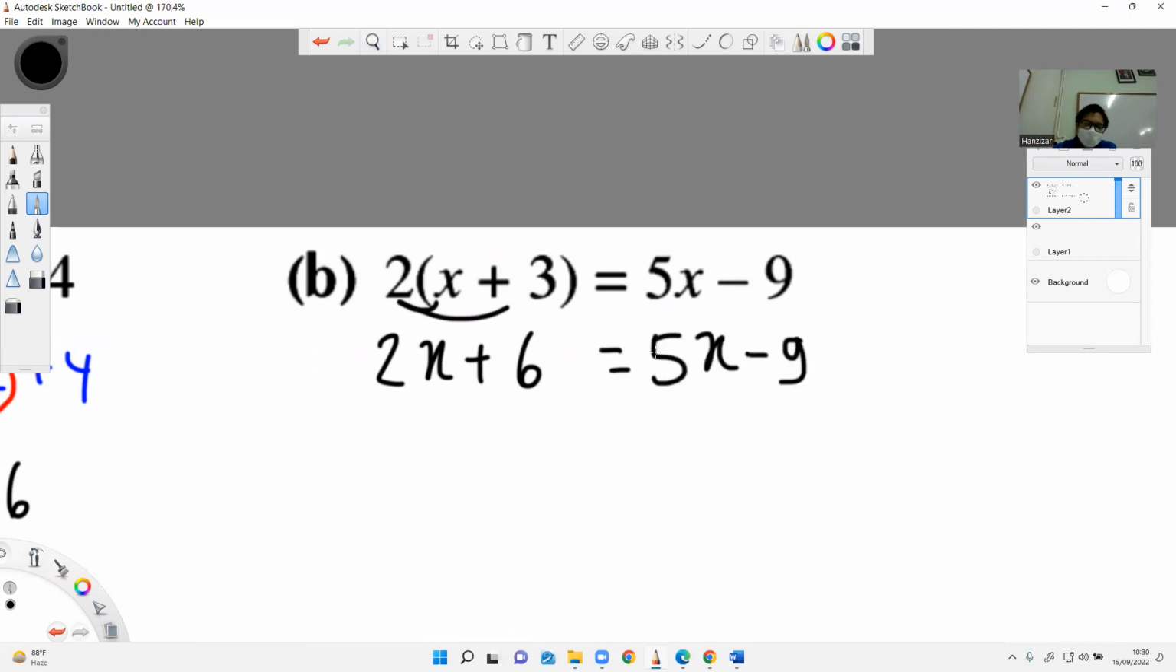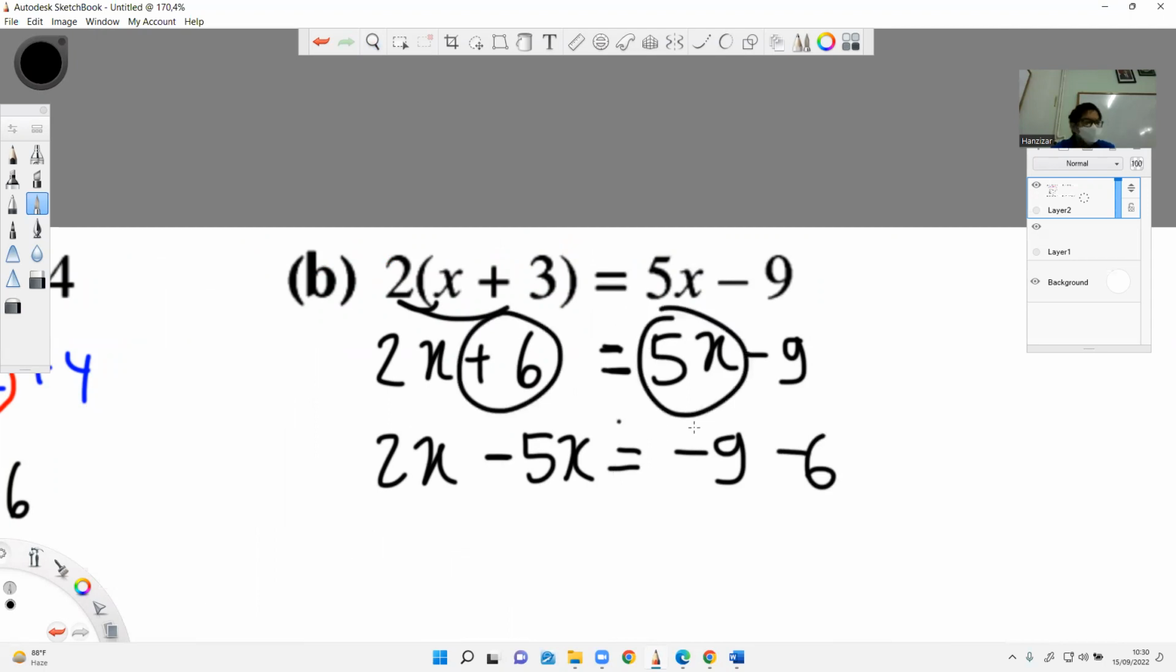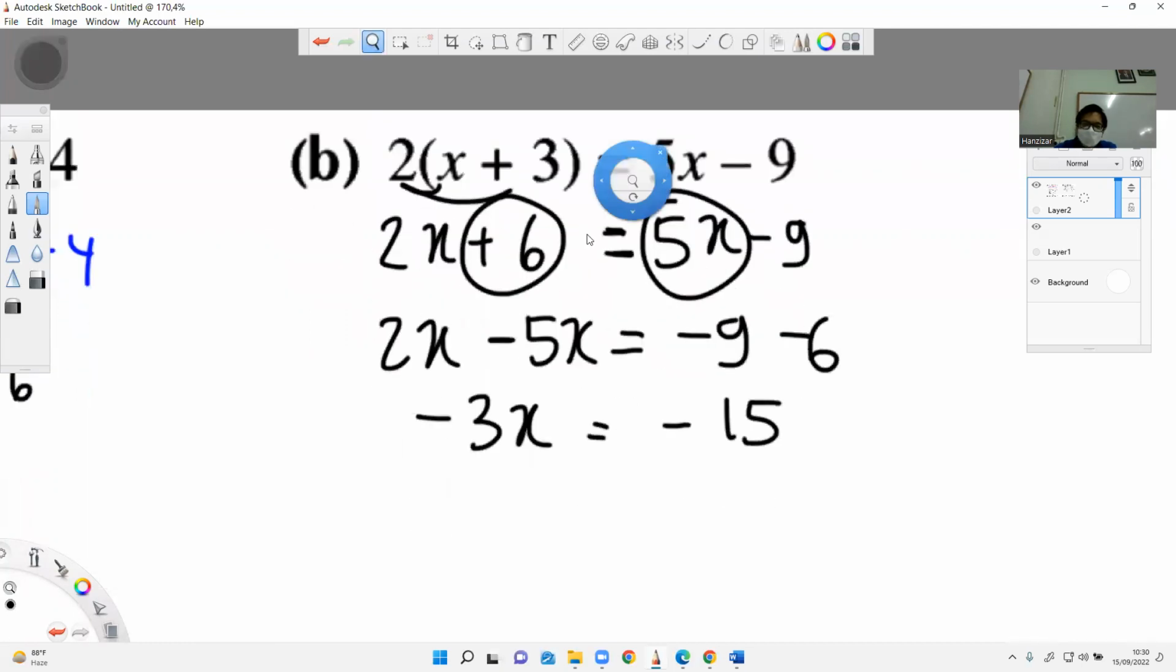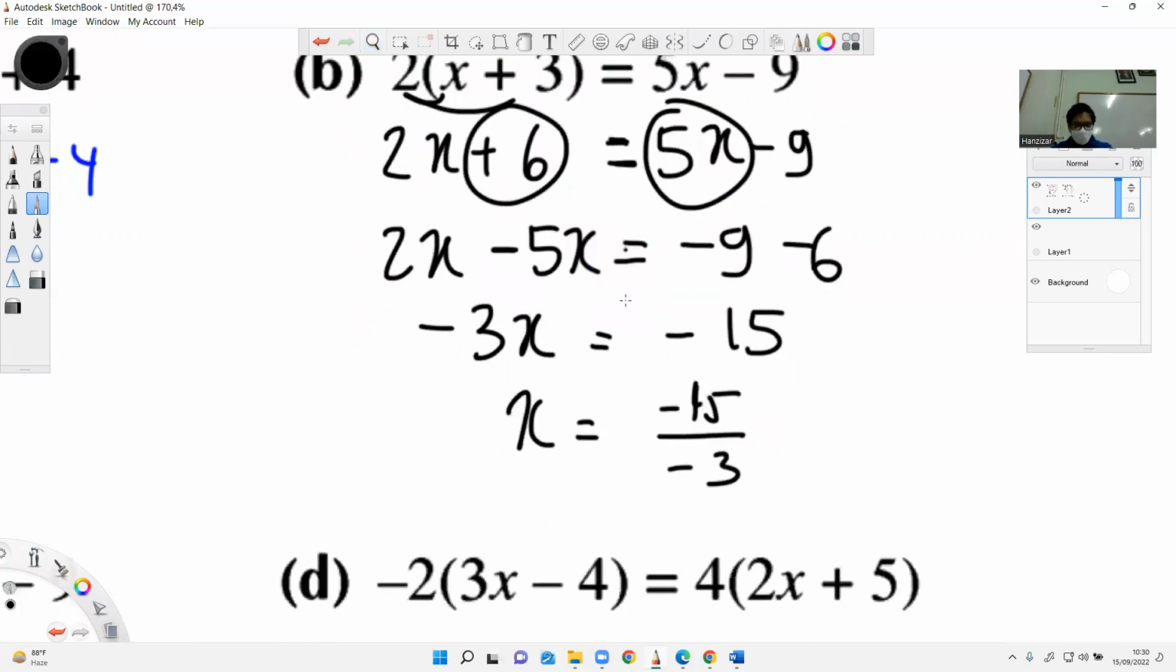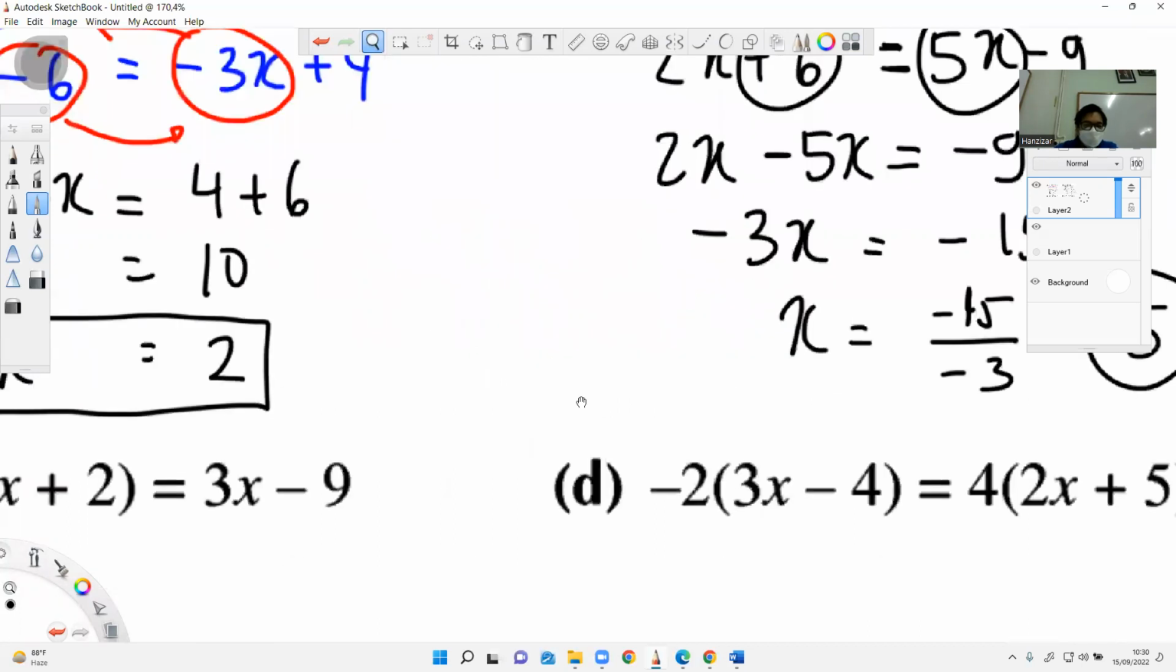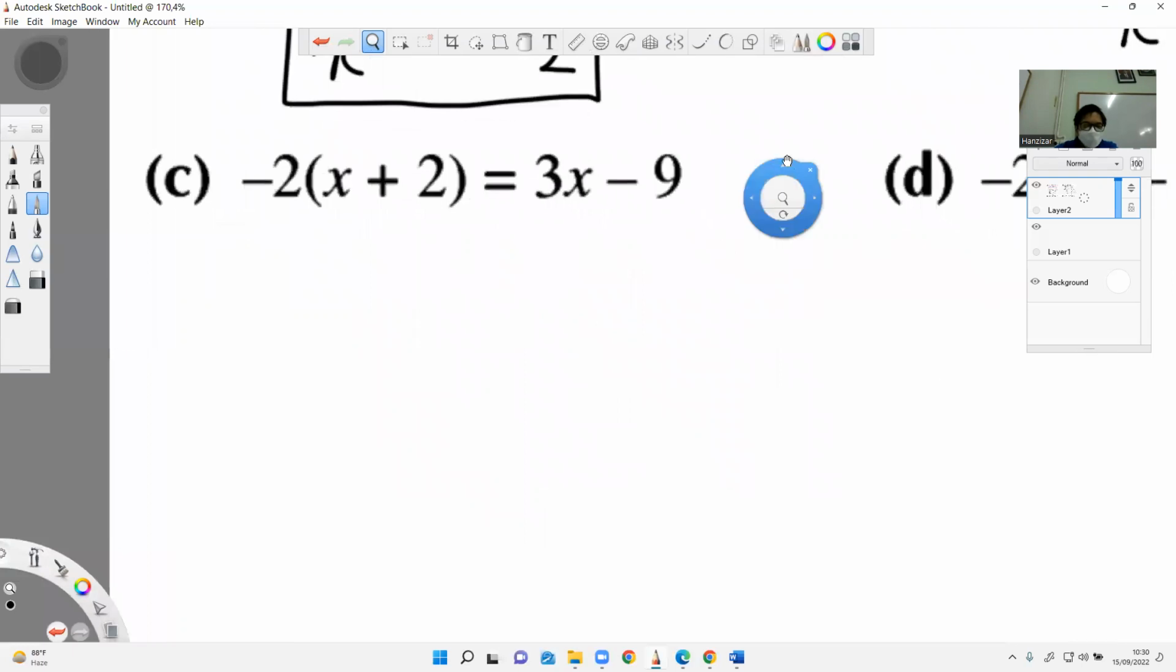5x minus 9, and then the equal sign is important. 2x, you put the 5x to the left side, and then negative 9 minus 6, right? Remove this and this. What I circle is the movement. Negative 3x, oh annoying, negative 15, right? But we can find the easy answer for the value of x. Negative 15 over negative 3. X equals 5. That's it. See? Be careful about the negative.